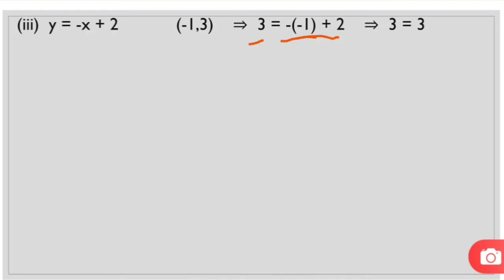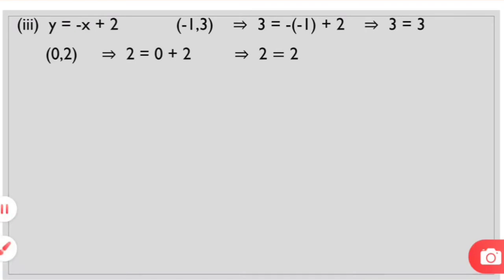That is 3 equal to 3. Here you can see. Then another pair 0, 2. Again y is 2 and x is 0. So 0 plus 2, that is 2 equal to 2. This pair also satisfies the given equation.